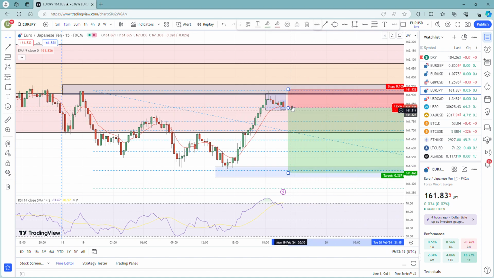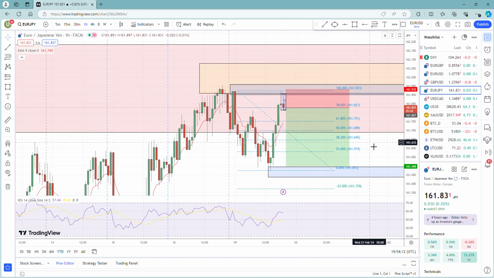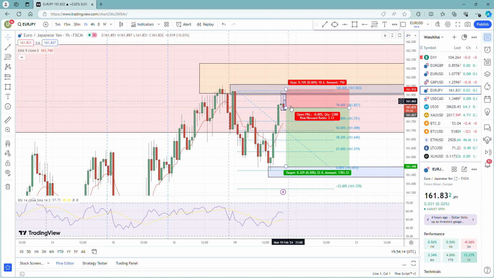My stop loss would be here, just above this wick, and TP would be here. So if you go back on H1, you'll see 10 pip stop loss, 30 pip potential profit if it hits, and it's a 1-to-3 ratio. That's a good trade to take. So I'll leave this analysis as it is.